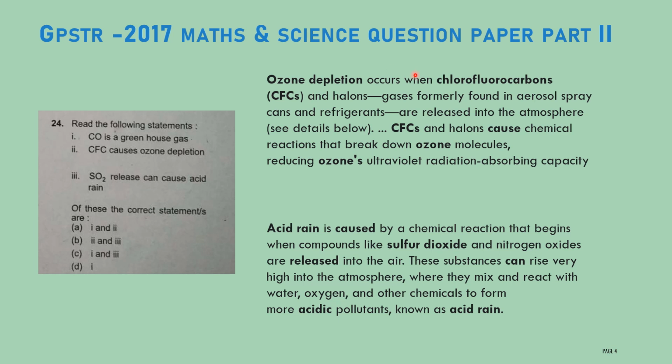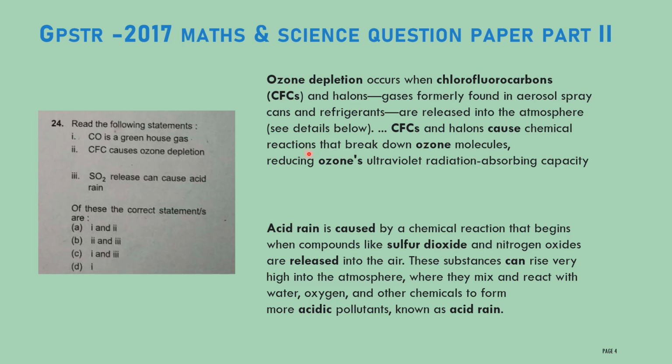Normally, harmful gases are present in the atmosphere, or are produced from human activities. Among these, the important ones are chlorofluorocarbons and halogens. These two gases are found in aerosol spray cans and also refrigerants. They are produced from these two sources. After being produced, they mix in the atmospheric gases. Then after mixing with atmospheric gases, they undergo some chemical reactions.